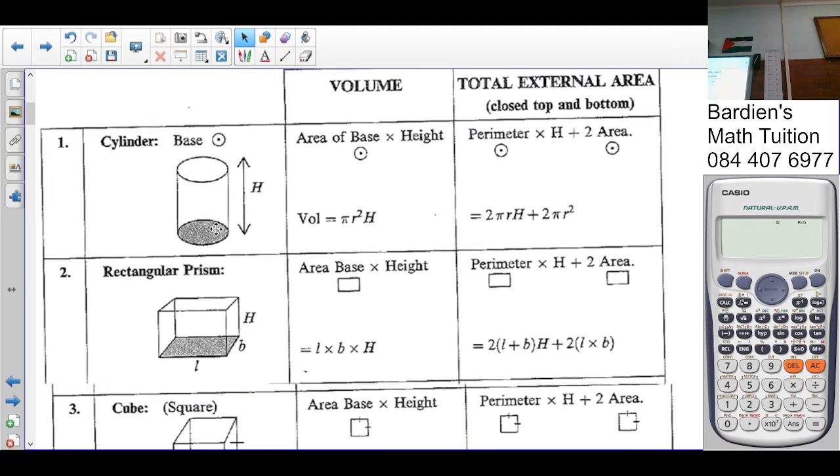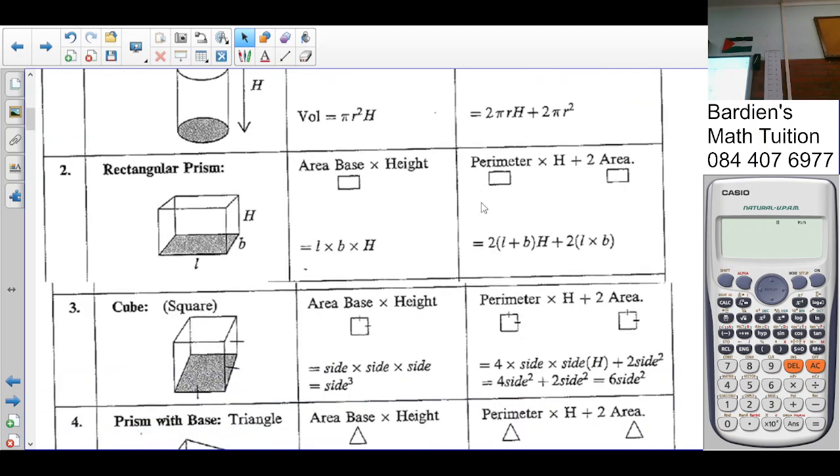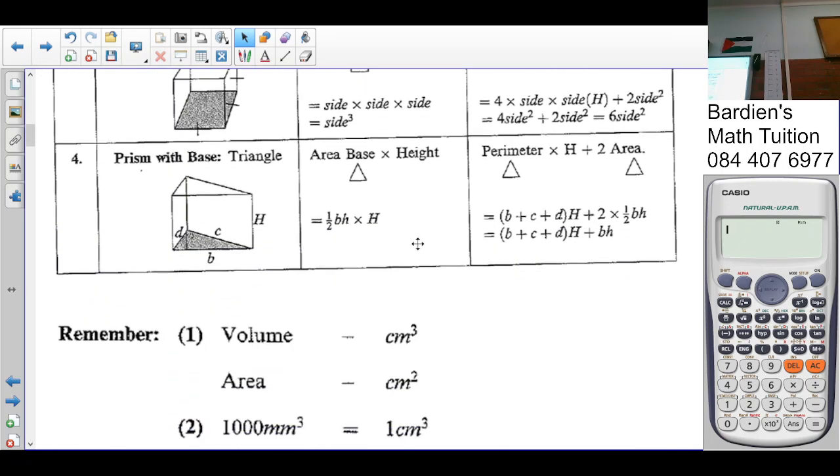If we look at the volume, there is an example of a cylinder. Area of base times height. That's the volume, which is pi r squared times height, since the base is a circle. The surface area is 2 pi r h plus 2 pi r squared, which is perimeter of the base times height plus twice the area of base. We made these notes as well, remembering we have dealt with this not too long ago, in the grade 8 section of work.